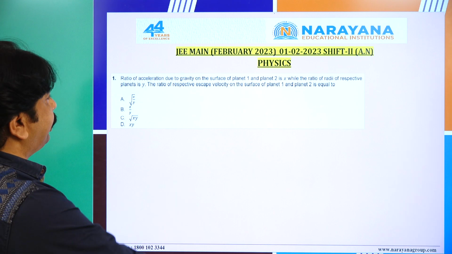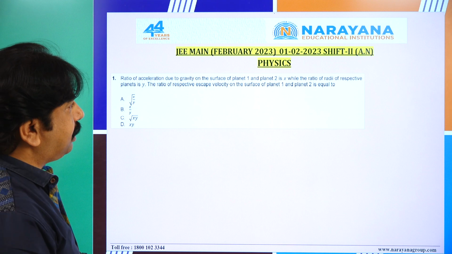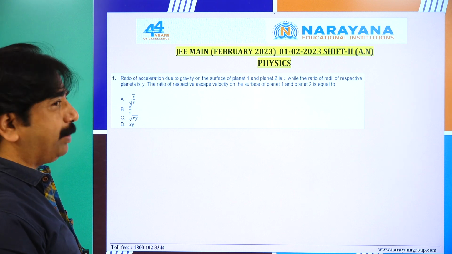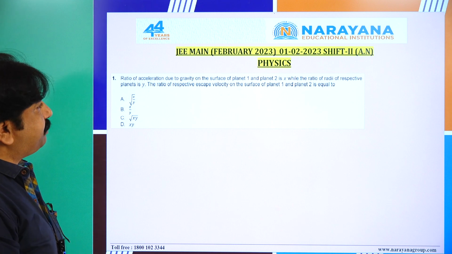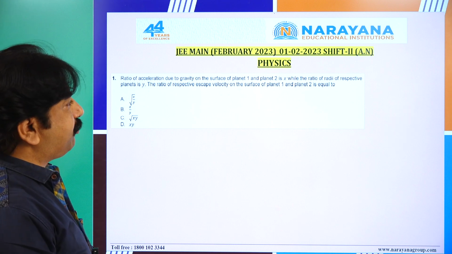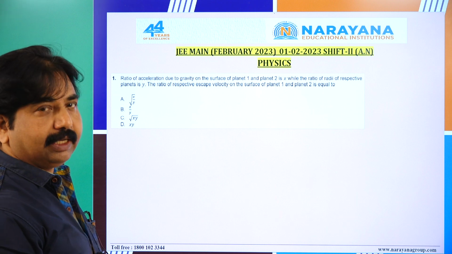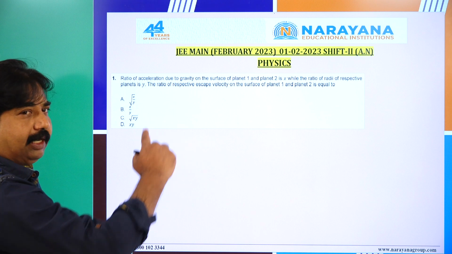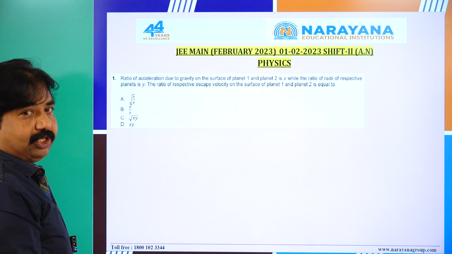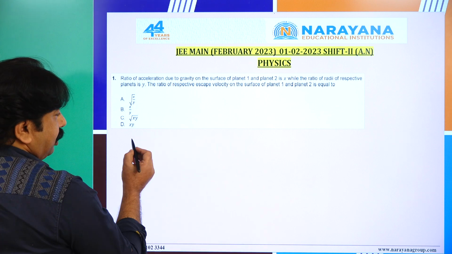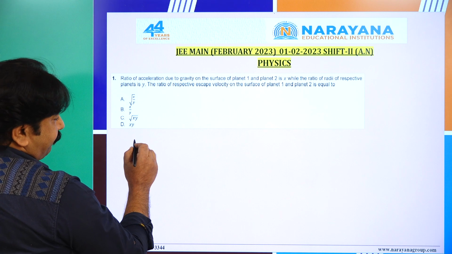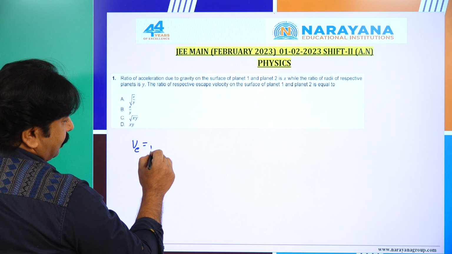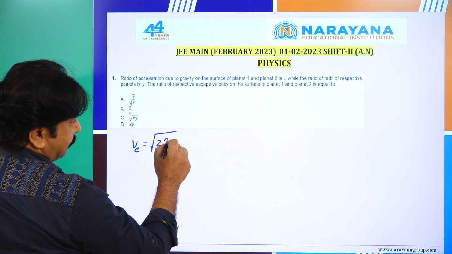The ratio of the acceleration due to gravity on the surface of planet 1 and planet 2 is x, while the ratio of the radii of the respective planets is y. The ratio of the escape velocities on the surface of planet 1 and planet 2 is equal to? First of all, it is completely from gravitation only. Now, the escape velocity formula, we know v is equal to under root of 2gR.